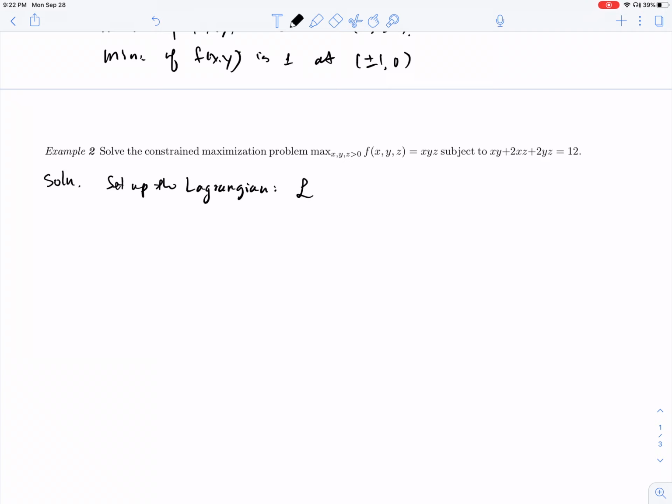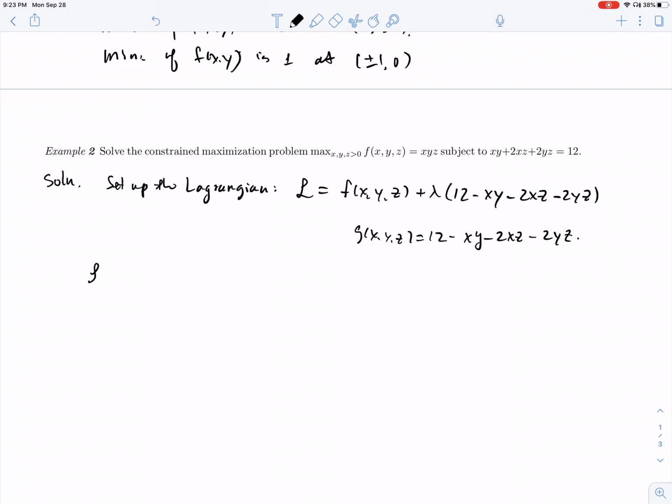We say L over here is going to be f(x, y, z). We have three variables this time, plus lambda. Again, we're going to do the same thing: it's 12 minus xy minus 2xz minus 2yz, because our g(x, y, z) is 12 minus xy minus 2xz minus 2yz. Okay, so now we take the derivatives.